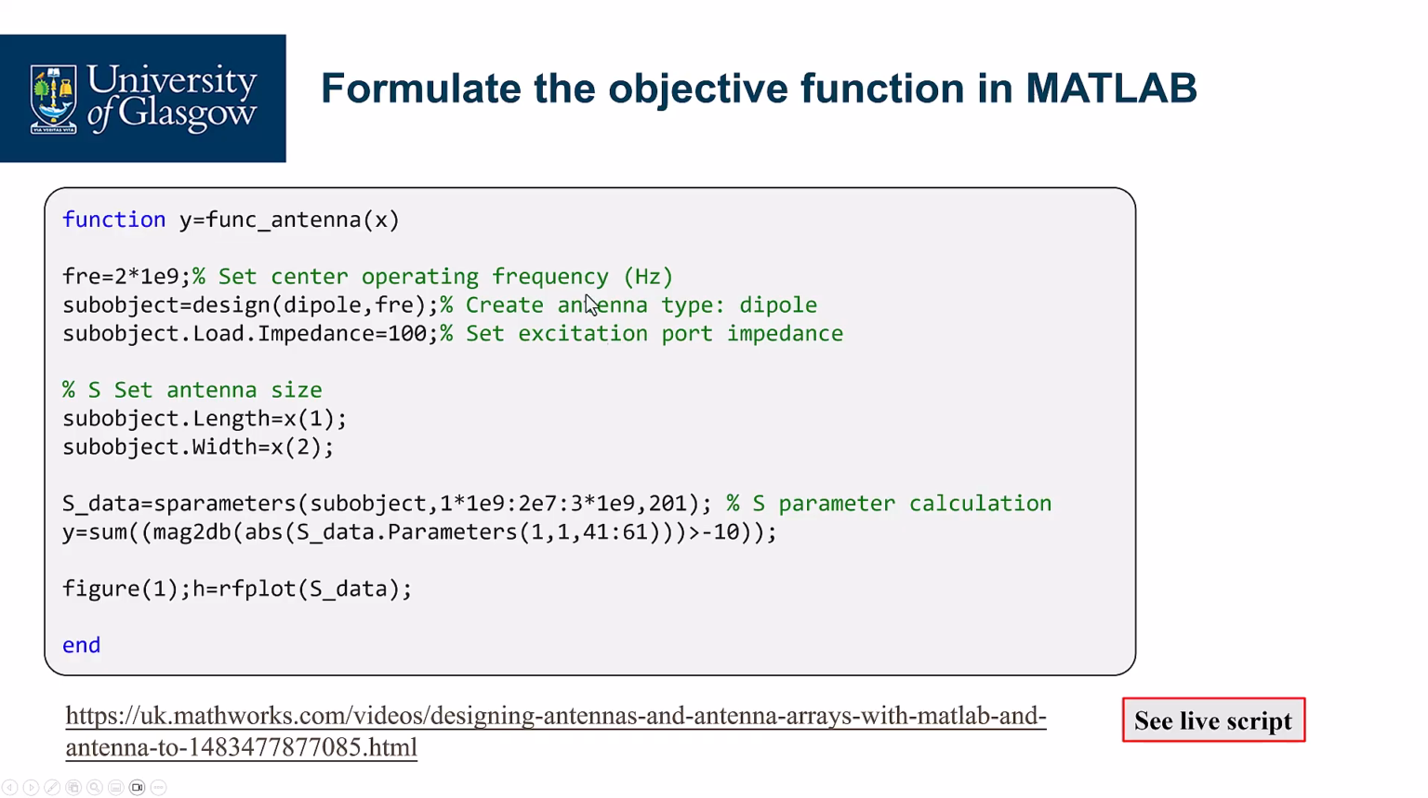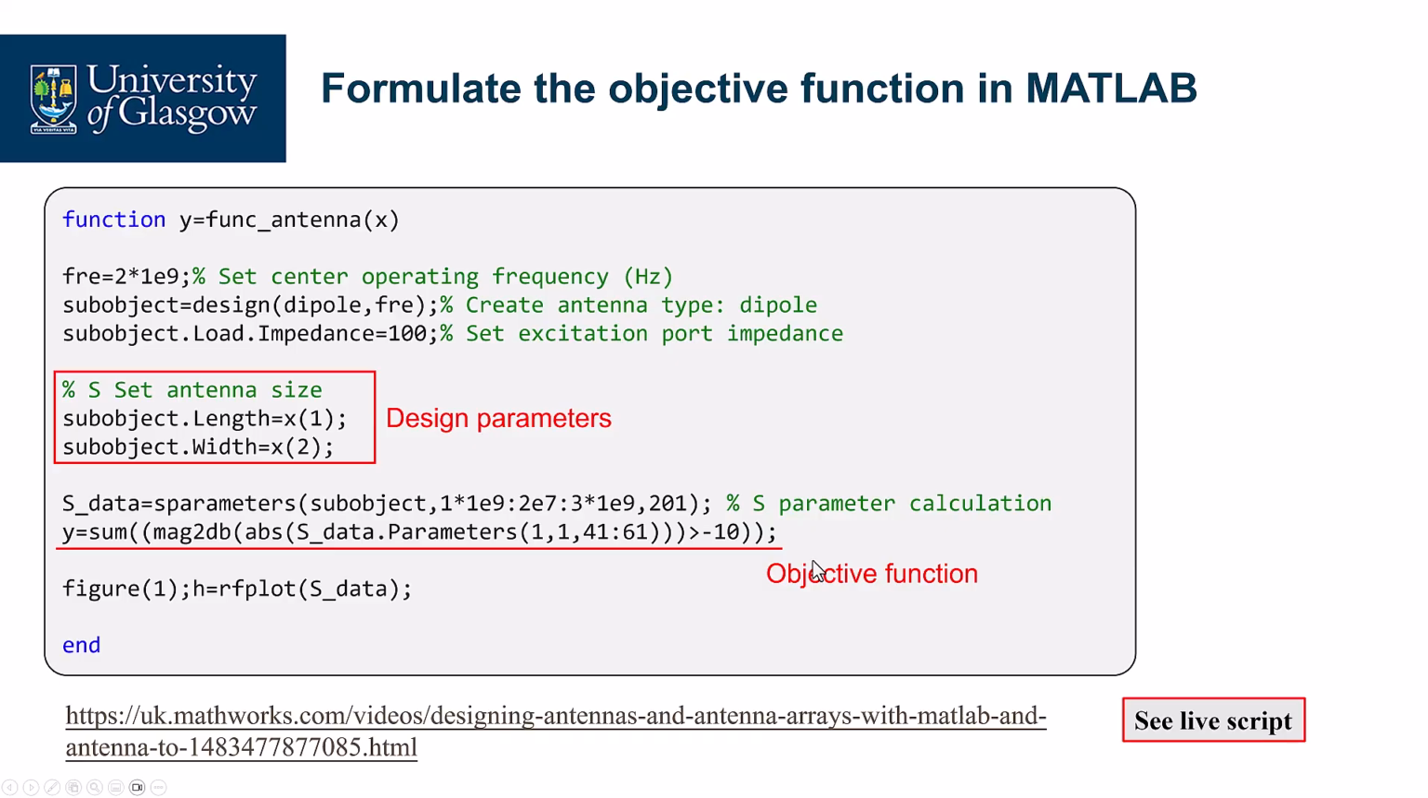So this function can be written like this. This one is the MATLAB antenna toolbox. You don't need to understand this, but you can see that these are the design parameters, and this is the objective function. If you want to know more, you can see the MATLAB antenna toolbox, and you can also see the live script of this function.